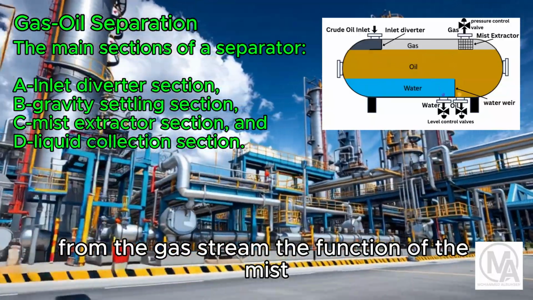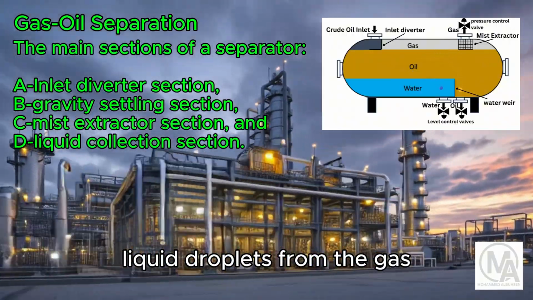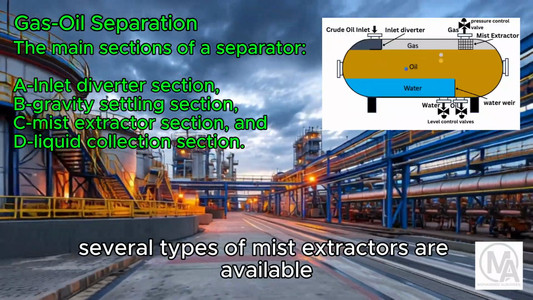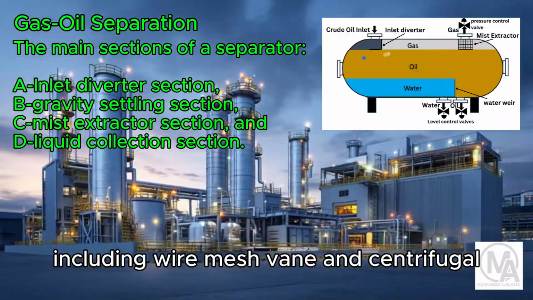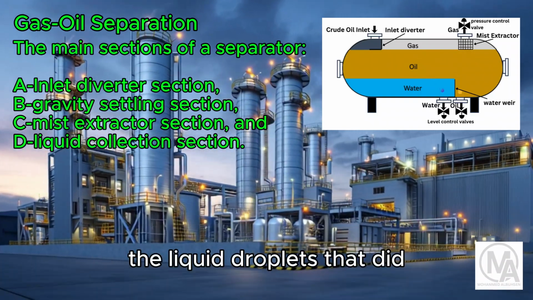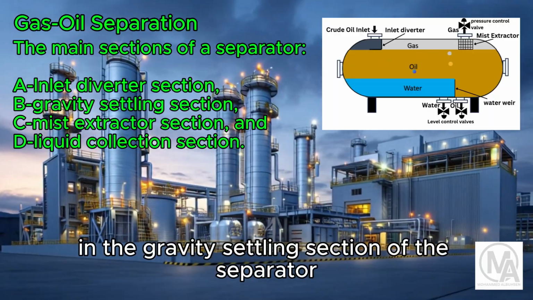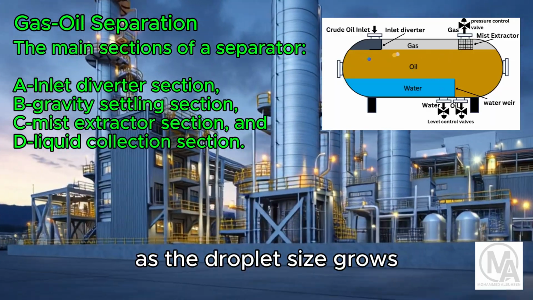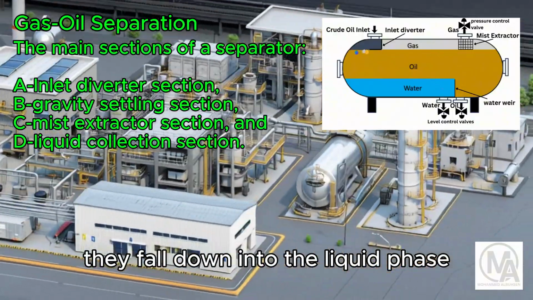The function of the mist extractor is to remove the very fine liquid droplets from the gas before it exits the separator. Several types of mist extractors are available, including wire mesh, vane, and centrifugal. The liquid droplets that did not separate in the gravity settling section of the separator coalesce on the surface of the matted wire. As the droplet size grows, they fall down into the liquid phase.